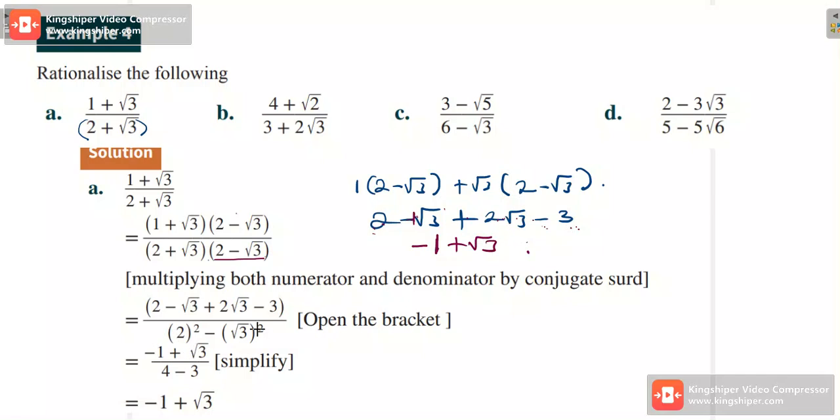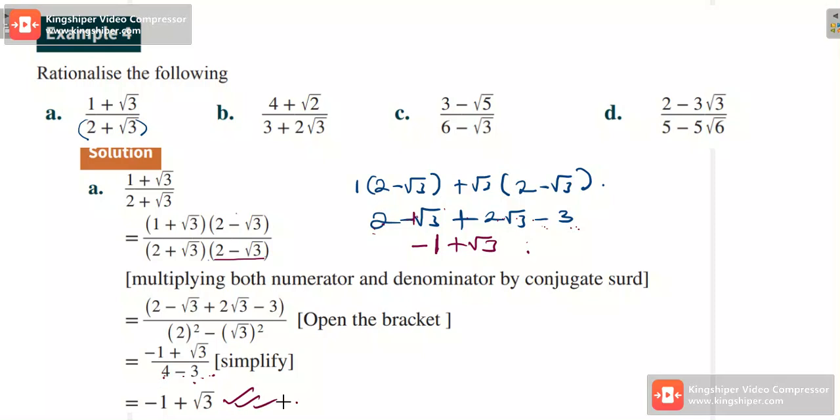Then for the denominator, 2 squared is 4. And root of 3 squared, the square cancels the square root. So we have 3. So in all, 4 minus 3 is 1. And any number divided by 1 is the same number. So we have negative 1 plus root of 3 as our final answer.